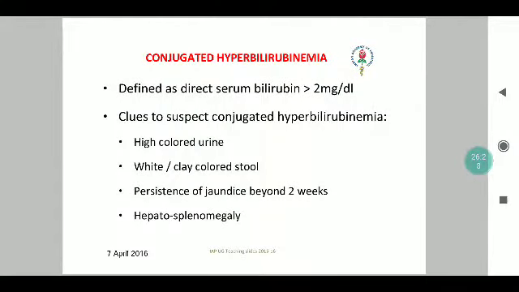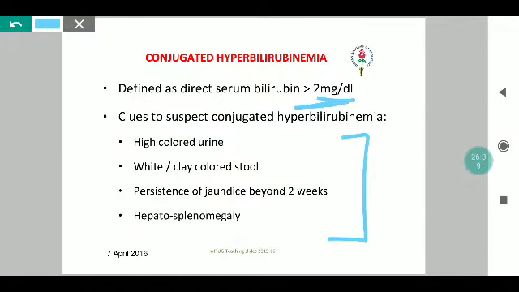Like I was mentioning about conjugated bilirubin, we define it as direct serum bilirubin more than 2 milligram per deciliter. That is the definition for conjugated. And if conjugated bilirubin is present, we also should look for other factors such as high colored urine, white or clay color stool, presence of jaundice beyond 2 weeks, as well as hepatosplenomegaly also.